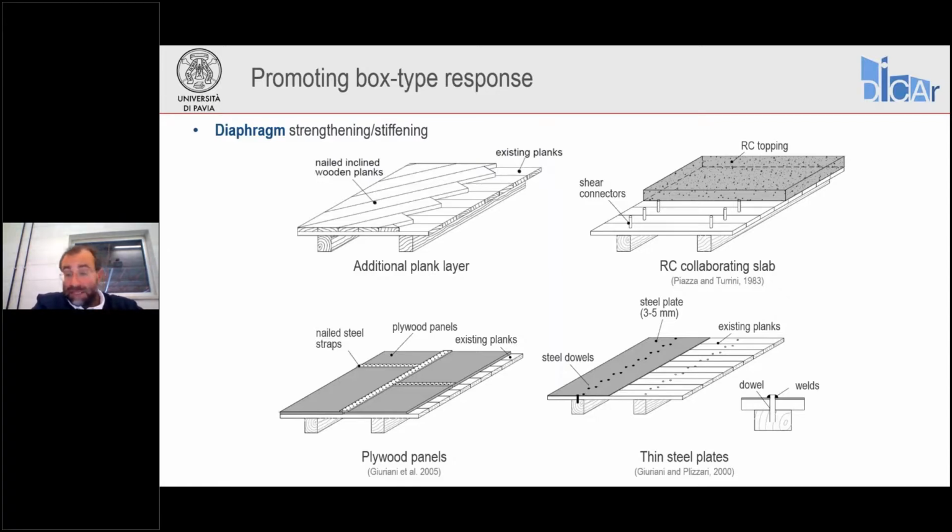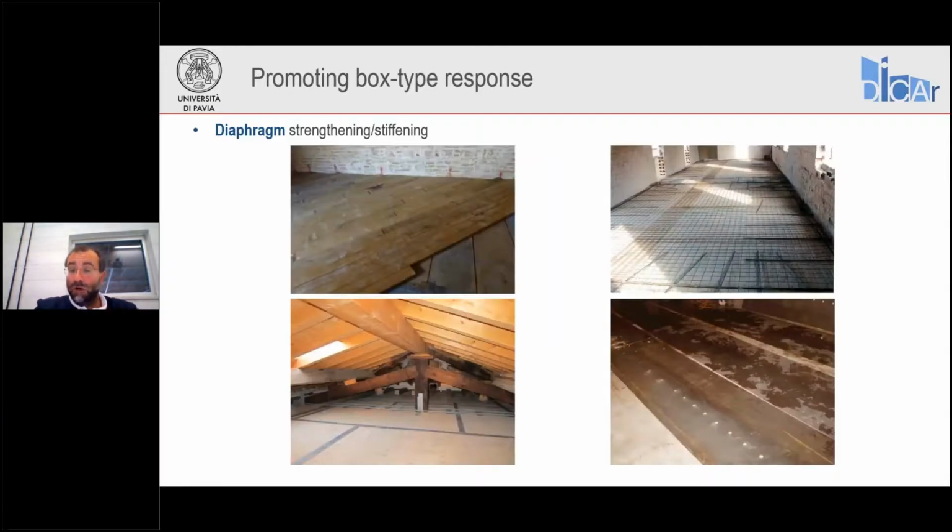And finally, the last solution that I'm showing here is actually adding steel plates doweled again to the existing joist and welded with each other or bolted with each other, similarly to what is done with plywood panels. And these are photos of application of these interventions. So again, additional plank layer, additional plywood layer, reinforced concrete, lightweight concrete topping, and steel plates.